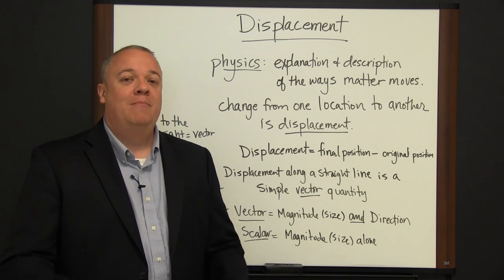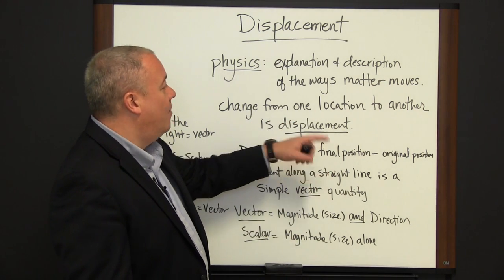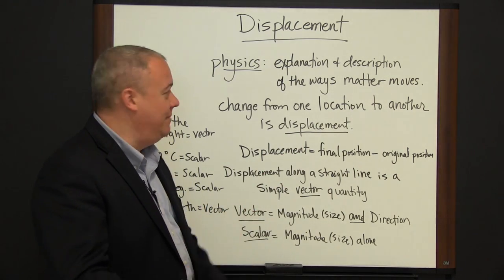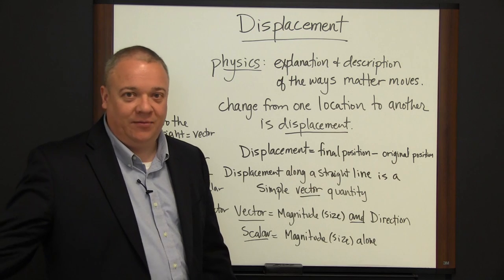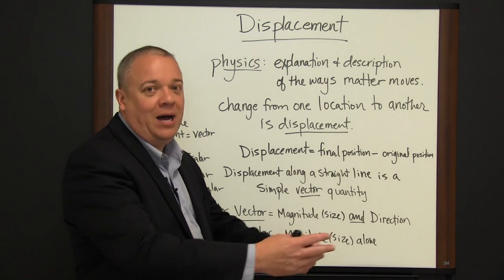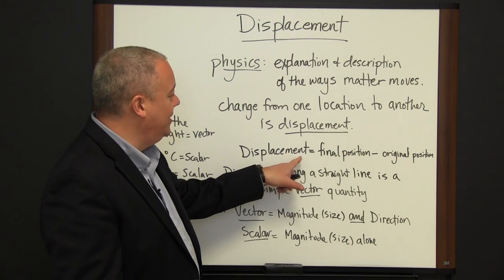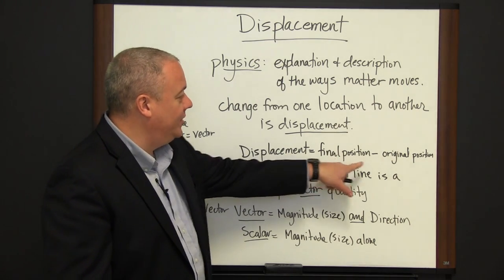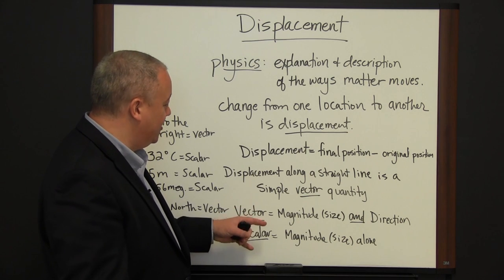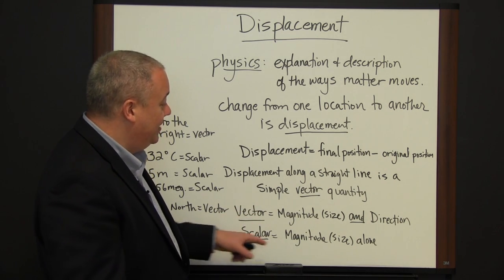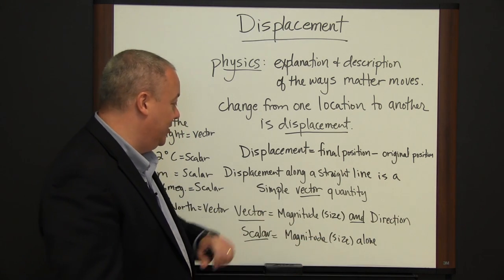Displacement, once again, is the main thing to take away from this video. That is the movement, the change in location from one place to another of matter. So the change from one location to another is called displacement. Think of a golf ball. Think of picking up and moving a box. Matter moving from one place to another, and displacement can be described, once again, as the final position minus the original position. Within displacement, we can talk about scalars and vectors, the difference between them being that vectors also include direction, whereas scalars only have magnitude.